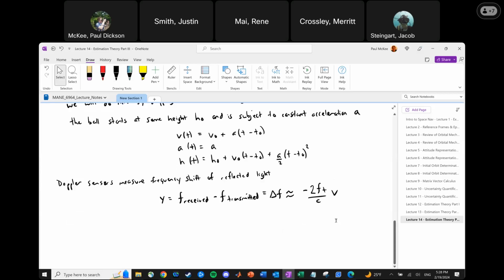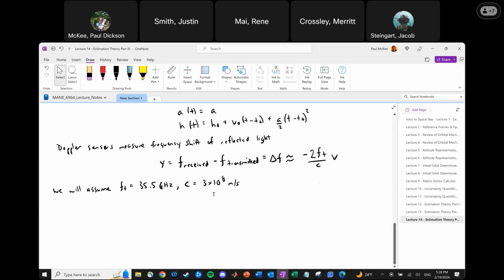Before we move on, we have to clear up some things. What is C and what is f of t? So we will assume that the transmission frequency is known, and it should be a number that looks familiar. Transmission frequency is 35.5 gigahertz, which I believe I kept that number for homework too. And the speed of light is 3 times 10 to the 8 meters per second, which is fine for this problem. All right, so we've got our physics, we've got our measurement model, we've got our parameters.